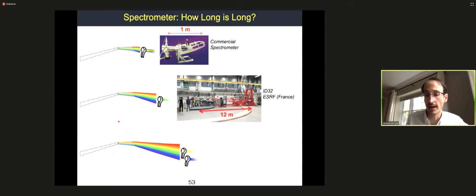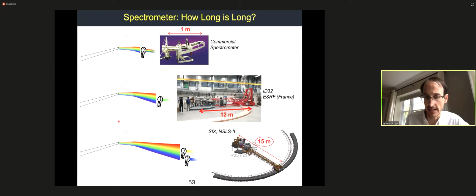Then in 2013 or 2014, the ESRF in France started to operate a RIXS spectrometer that is 12 meters long. Our spectrometer at NSLS2 is 15 meters in length. So we're leaning on energy resolution, and one of the reasons is the length. Here we have the sample chamber, and this is where we have the monochromator, actually, with a grating, and the detector is at the end of the arm, and it can rotate here.